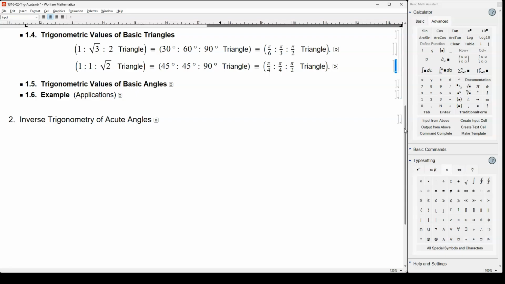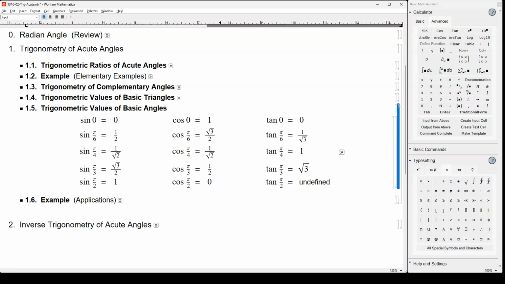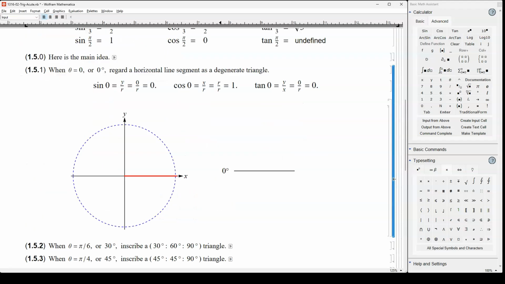So how do we utilize these? Well, we utilize those to get trig values of basic angles. Here's a summary. How to get these? Well, alright, let's begin with 0 degrees.